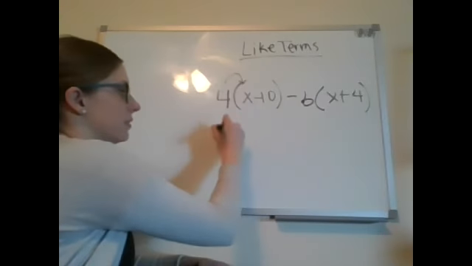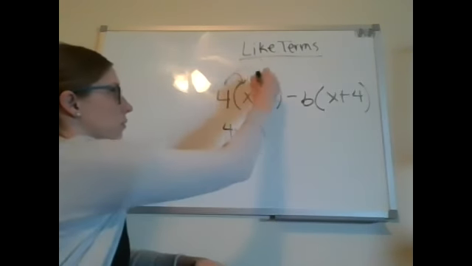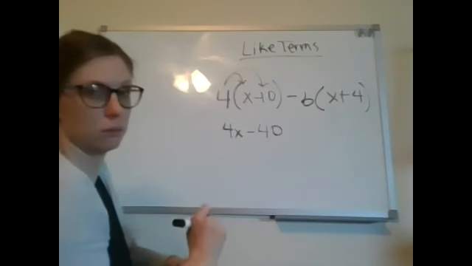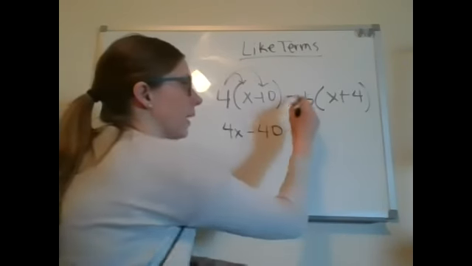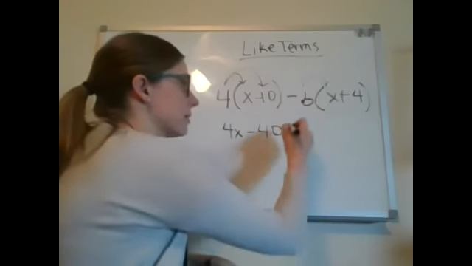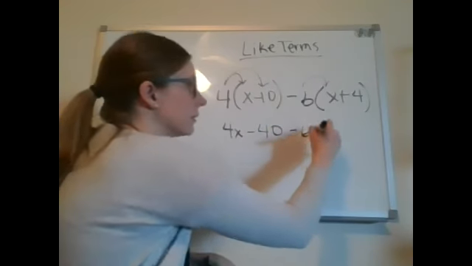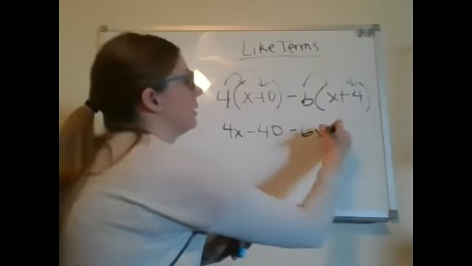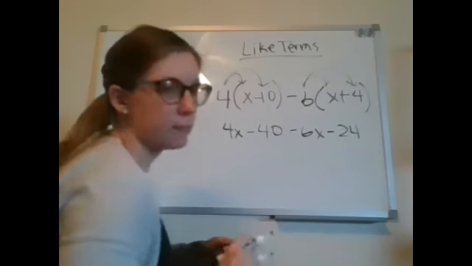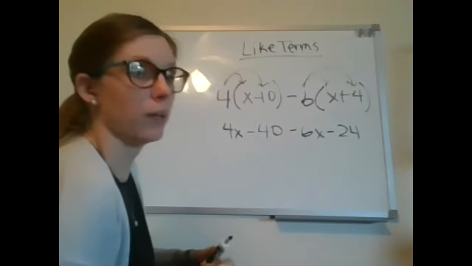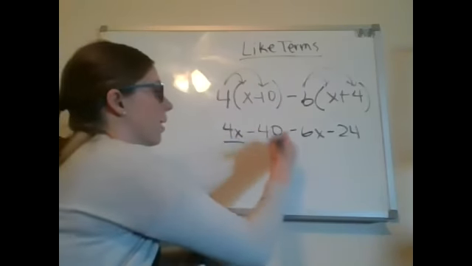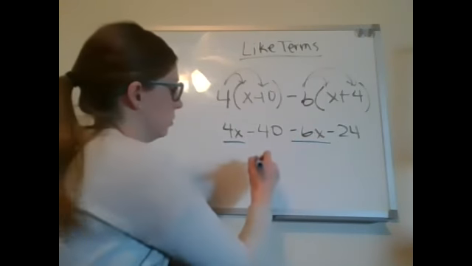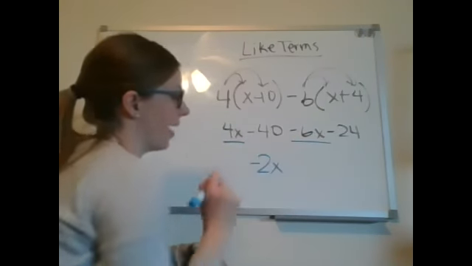4 times x is 4x. 4 times minus 10 is minus 40. Okay? Minus 6 times x, that's minus 6x. Minus 6 times positive 4 is negative 24. A negative times a positive is a negative. Now we can combine like terms. 4x minus 6x. 4 minus 6 is -2. So our answer would be -2x.